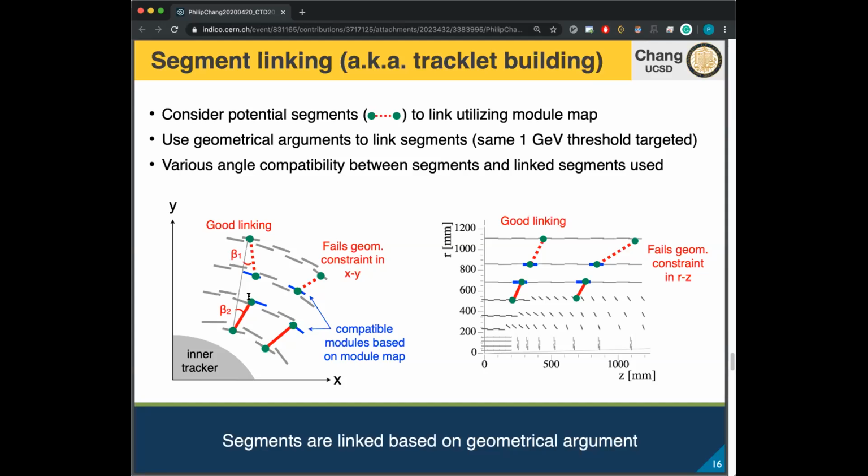For example, in the XY plane, you would require that the beta angles be consistent, or in the case of the RZ plane, you would require that the pointing between the segment angles be consistent with what we expect from a true track. These various angle compatibilities between the segments and the linking reduce your fake segment linking and accept only the true ones. Then you can form what we call a tracklet, which is 2 segments that are linked.